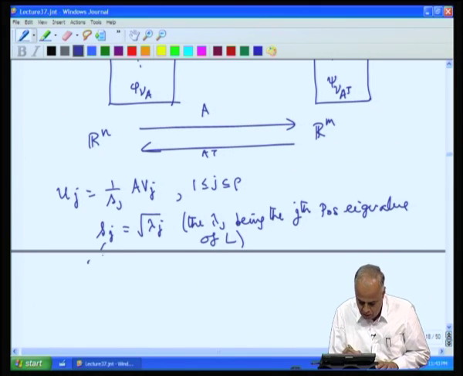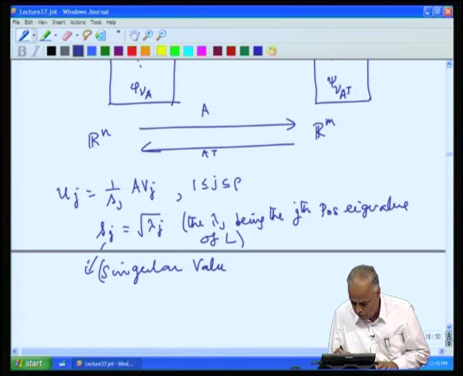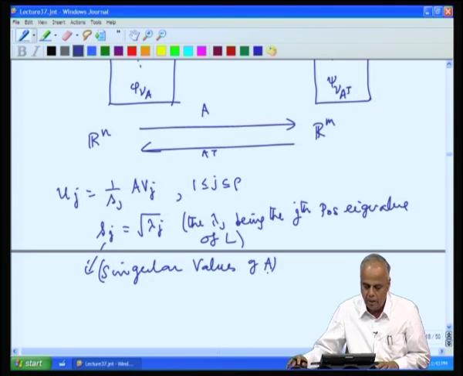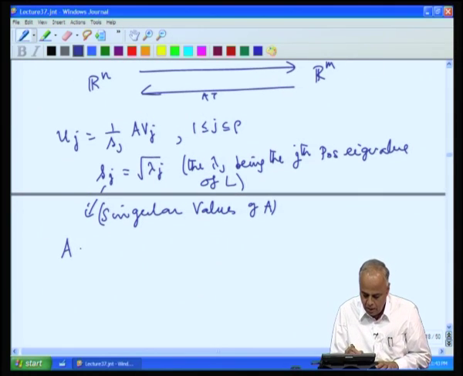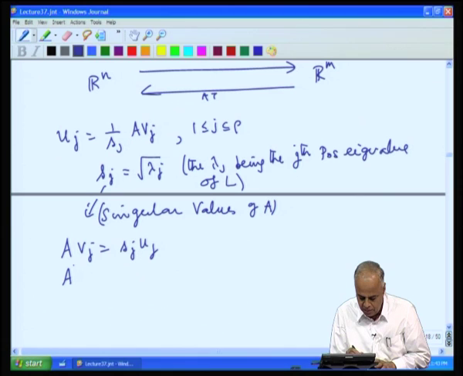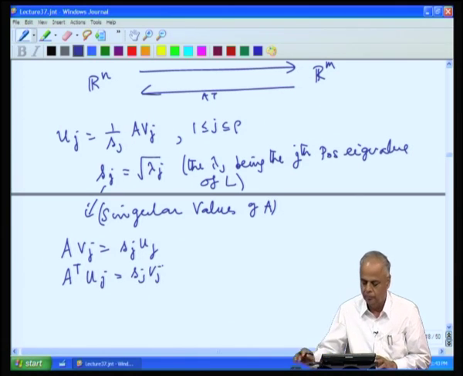So, these are called singular values of A, and then we had the relation that A V j is S j U j, this is from the definition itself, and similarly A transpose U j is S j V j.